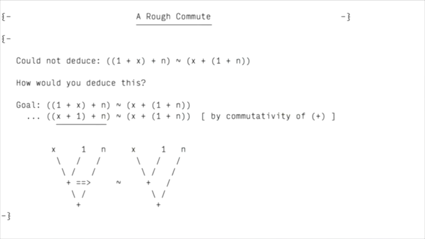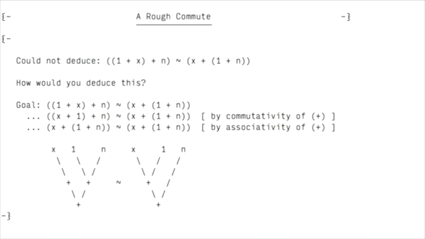And then we need to reassociate the left-hand tree to match it up with the right-hand tree. And so by the associativity of addition, we can do that. And then we've got both the left and right-hand sides matching each other perfectly. And so this is just true by the fact that our type equality is reflexive.